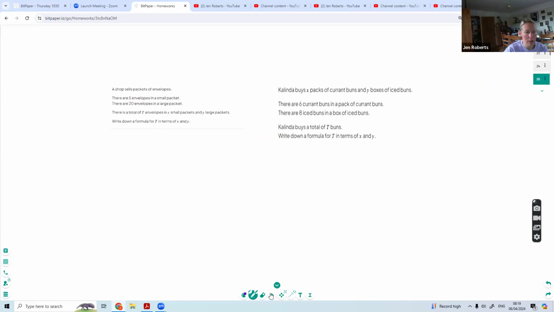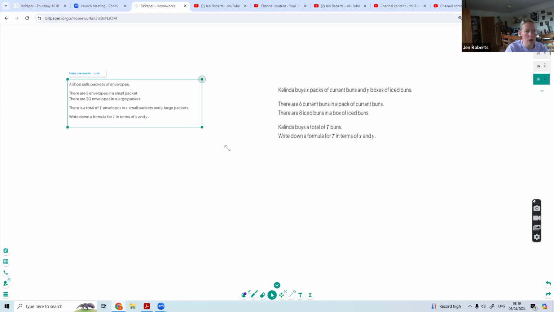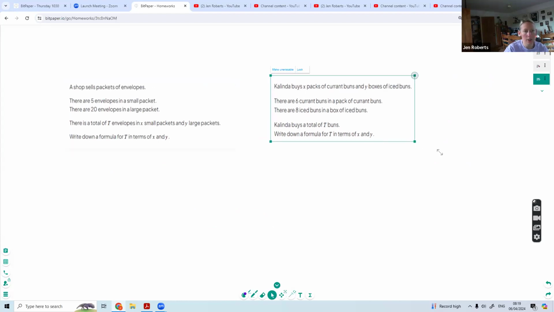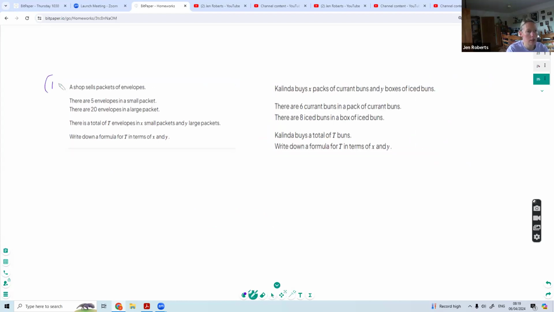Okay. Have a look at these 2. See how you get on. You might want to do 1, pause, see what I get, and then I'm going to go with 2. Okay, so for this one, packets of envelopes, 5 envelopes is a small packet. So X small packets, this would be 5X. 20 envelopes, a large packet. Y large packets, 20Y. There is a total of T envelopes. Write down a formula for T in terms of X and Y. It's just T equals 5X plus 20Y.